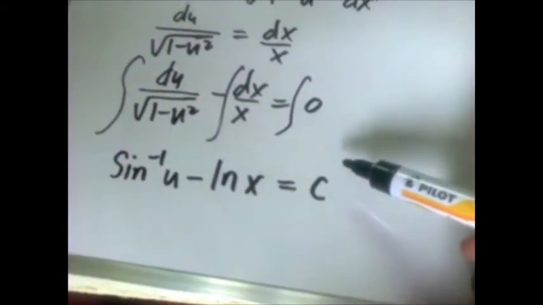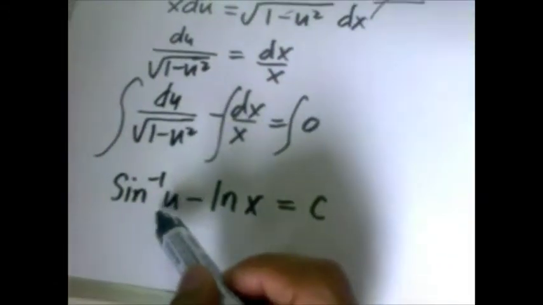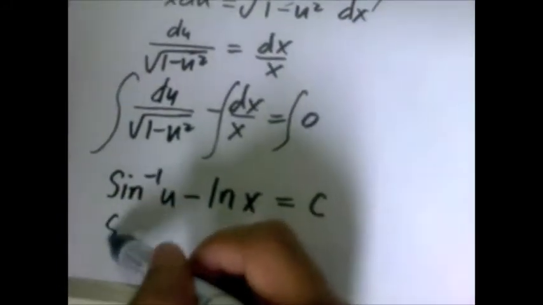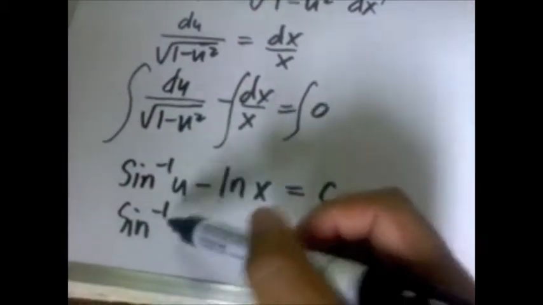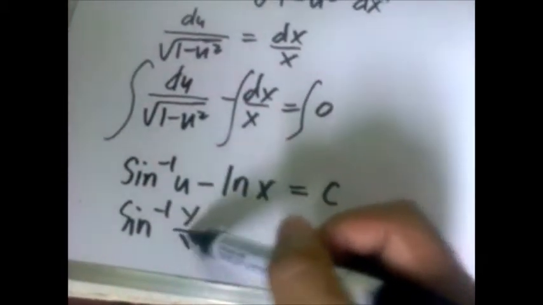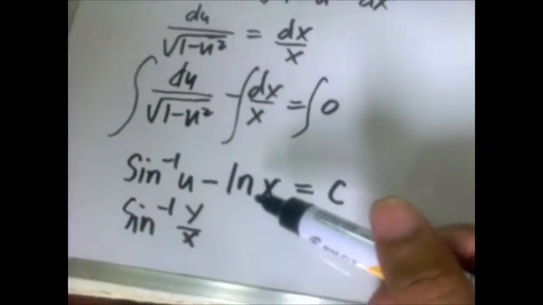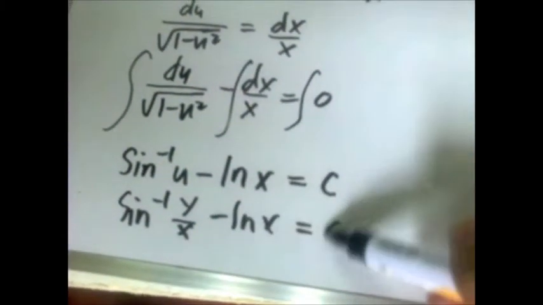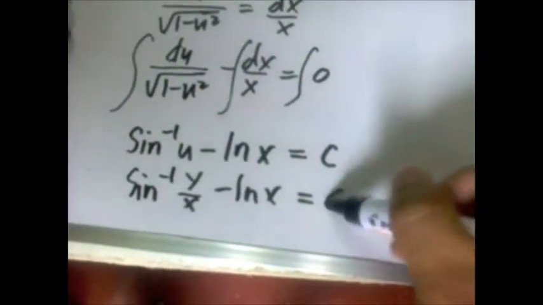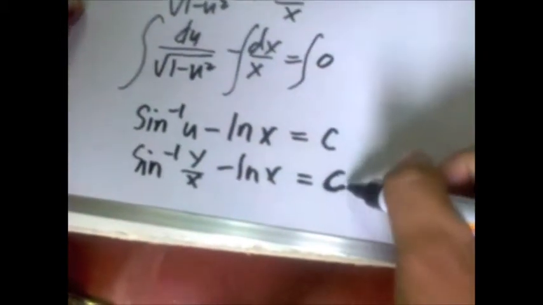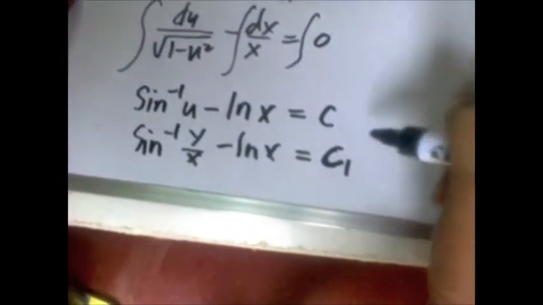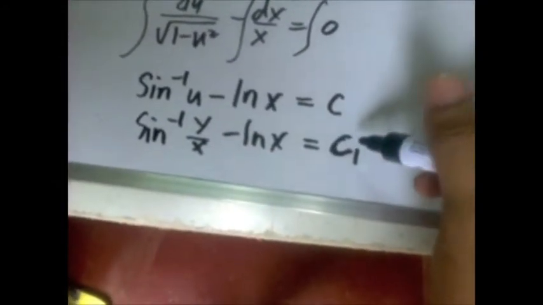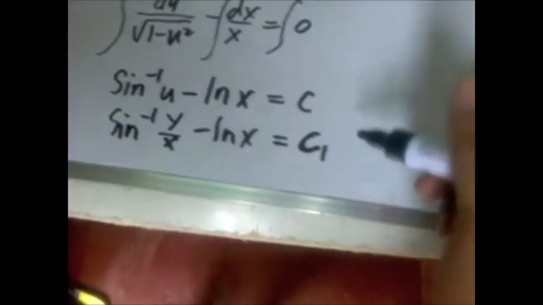Okay, so remember that we defined u in the definition above. So it now becomes arcsine of y over x, then after that, minus ln x is equal to c. Remember, c is a constant, so I may define this as c1, but this c1 could also become ln c.